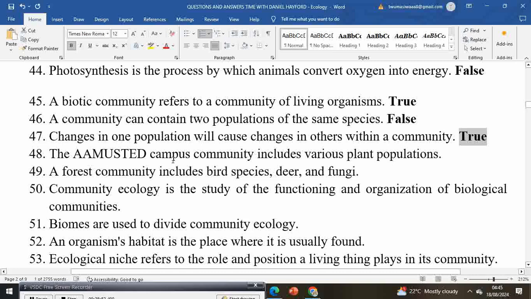Now, 48. The Amstead campus community includes various plant species. Is it true? Yes, when you go to the Amstead here, the Akantanapia Menka University of Skills Training and Entrepreneurial Development, you realize that the campus community includes various plant populations, making the environment very good.